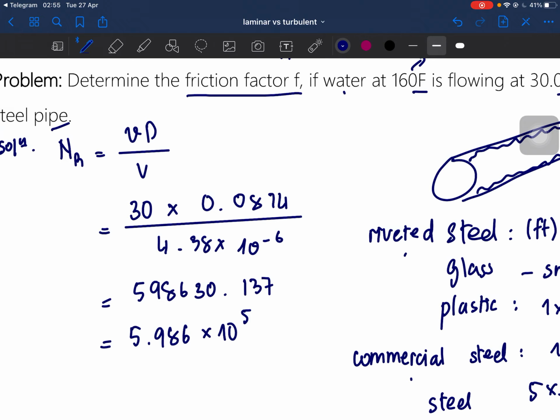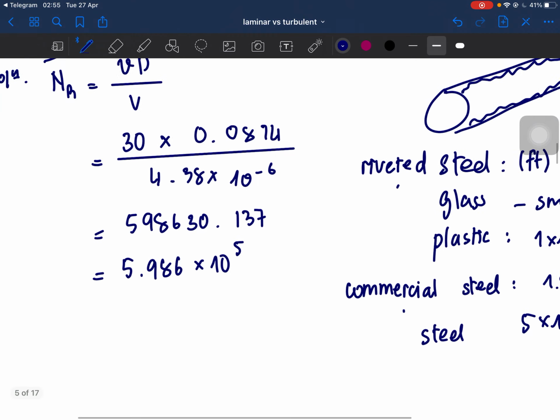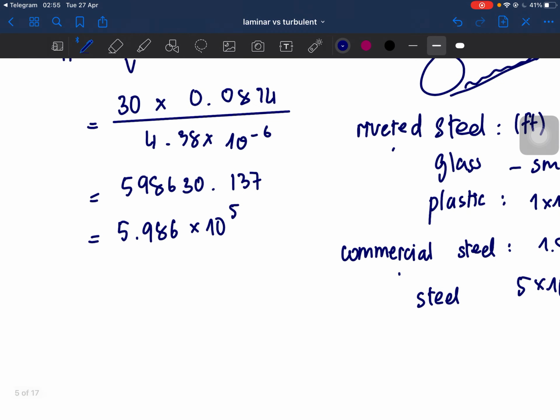Now the relative roughness. We can see that the roughness for this one, this symbol, is epsilon, right? Just say that this symbol is the roughness of the pipe. So in this case, we use 1.5 times 10 to the power of minus 4 feet, which is for commercial steel. So we can find the relative roughness.